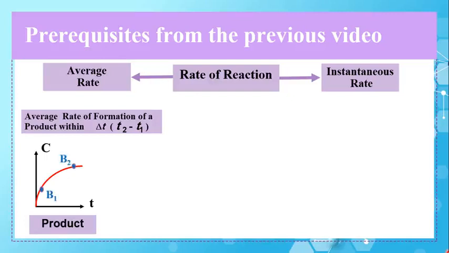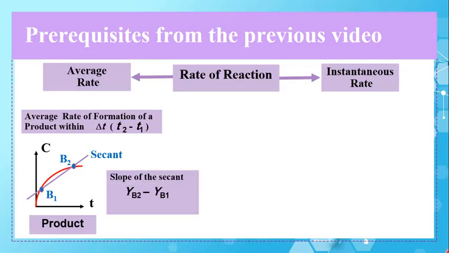We join these 2 points by a straight line, and the average rate of formation of the product during delta T will be equal to the slope of the secant equal to y of B2 minus y of B1 over x of B2 minus x of B1.